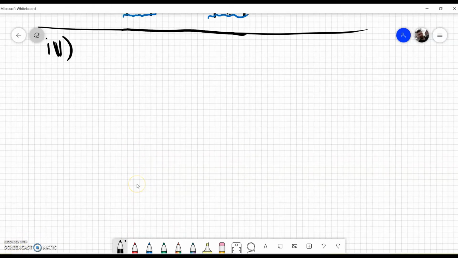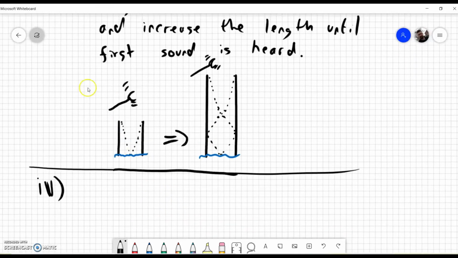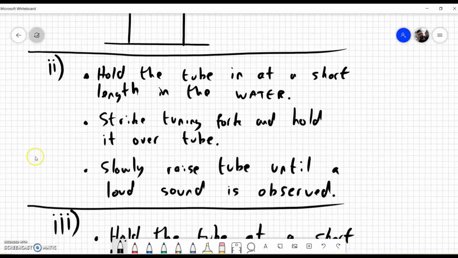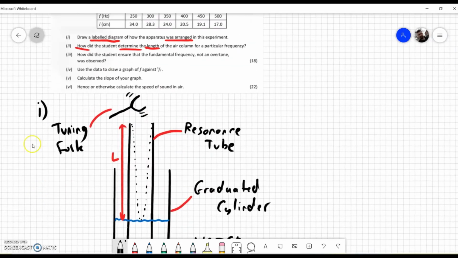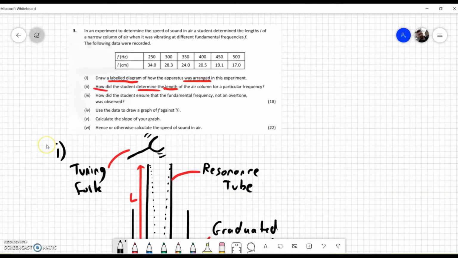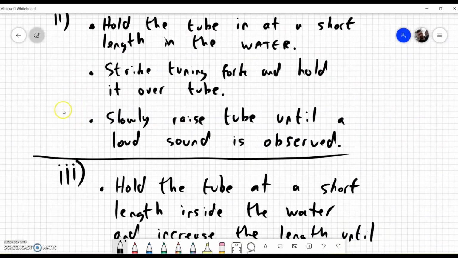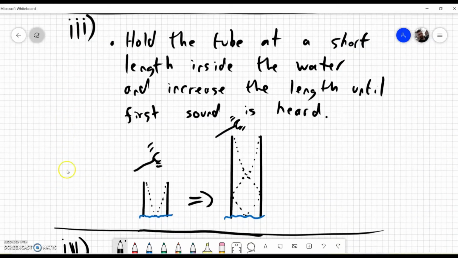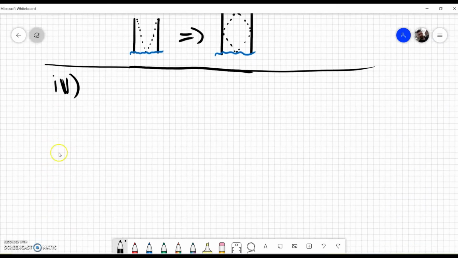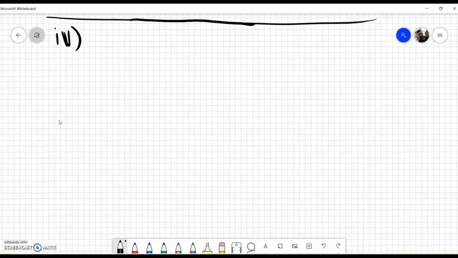Okay, folks, the next question looks for us to make a graph. If we go up and look at the original question, it tells us to use the data to draw a graph of f against 1 over L. Now, not every student in the country would do this experiment via a graph, and I think it can be a little bit more complicated, but they have told you in the question exactly what the graph is supposed to look like.